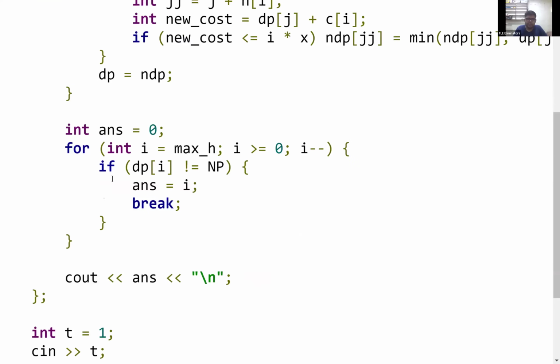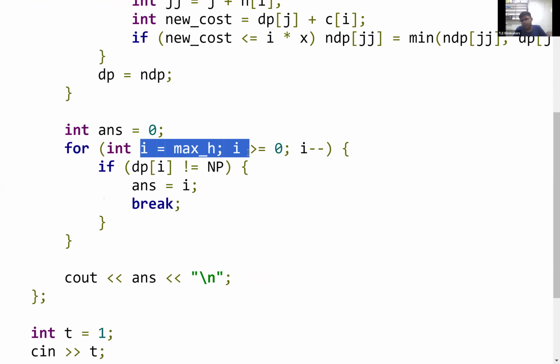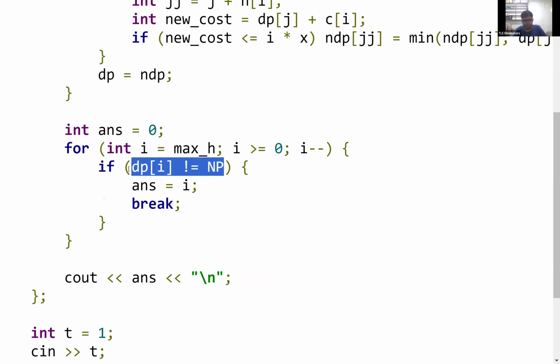And at the end of the day, I'm just checking that for any happiness, if the state is reachable, then this will be my answer.